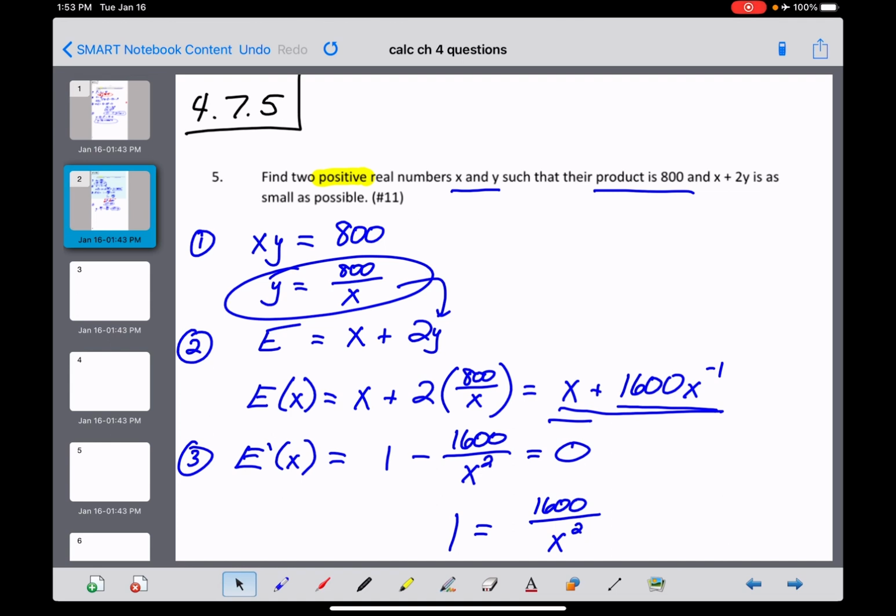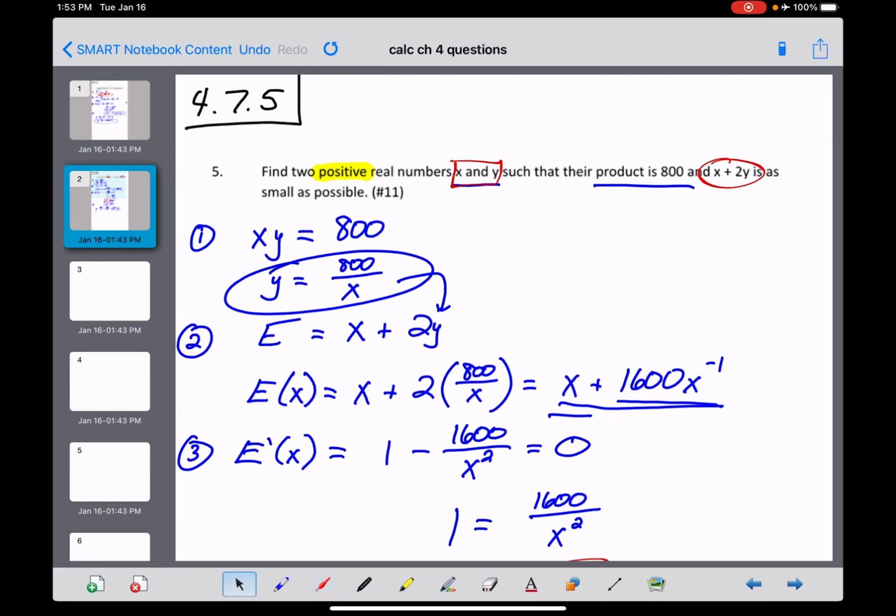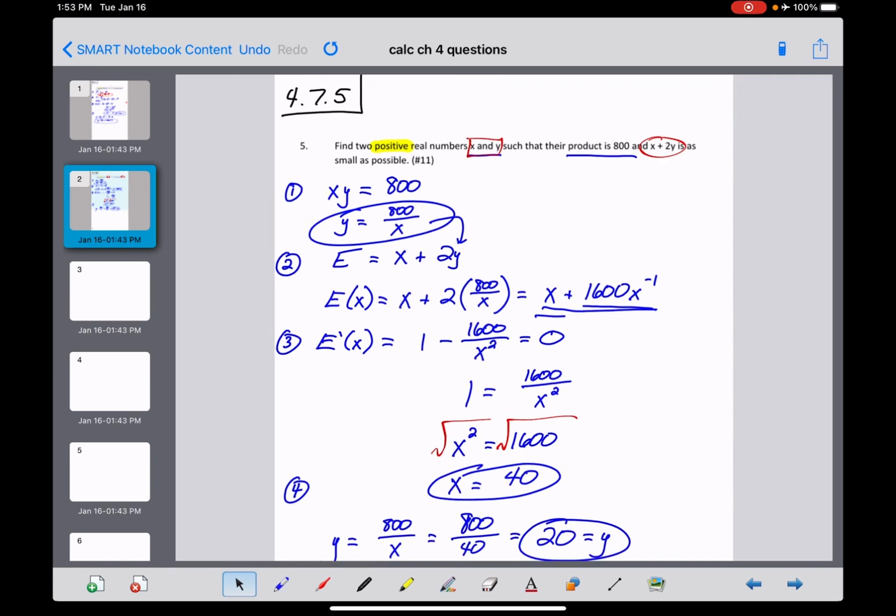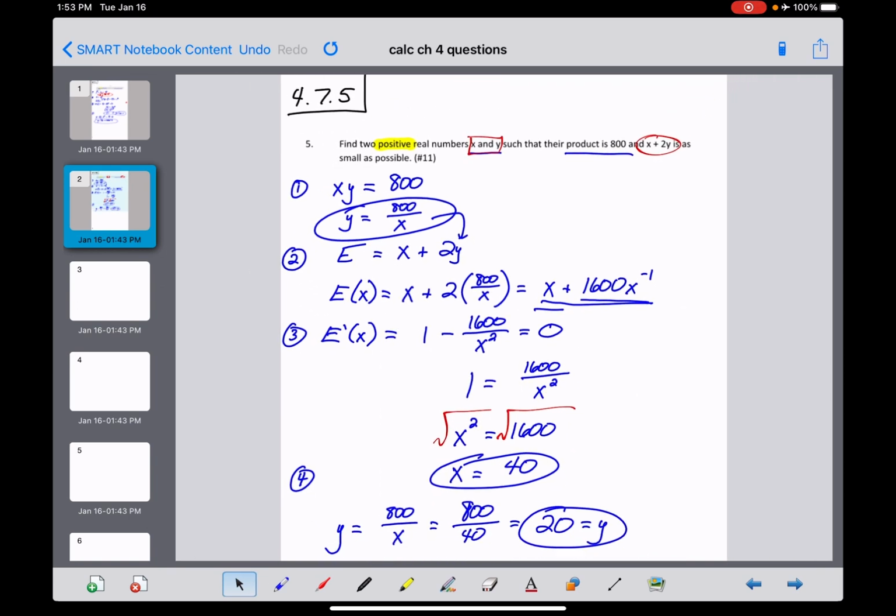They wanted the two real numbers, and they already told us which one was x and which one was y because of the asymmetrical nature of that expression right over there. So that's the answer we were looking for here for number 5, guys. x was going to be 40 and y is 20.